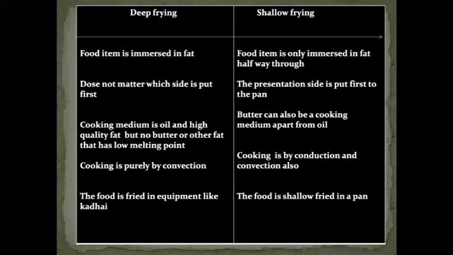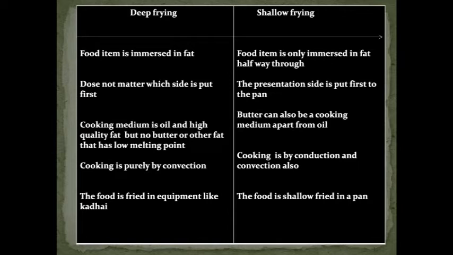Okay, cooking medium in deep frying is oil or a very high quality fat. Generally, it is oil. Different kinds of oil are used: canola, mustard, coconut, and any different kind of oils can be used for deep frying. Butter नहीं यूज होता है डीप फ्राइंग के लिए, क्योंकि बटर का जो स्मोक पॉइंट होता है, जो फ्लैश पॉइंट होता है, वो कम होता है. अगर मैं बटर डीप फ्राइंग के लिए यूज करूंगा तो बटर का स्मोक पॉइंट is very less, so there are chances that it catches fire or it burns very fast.